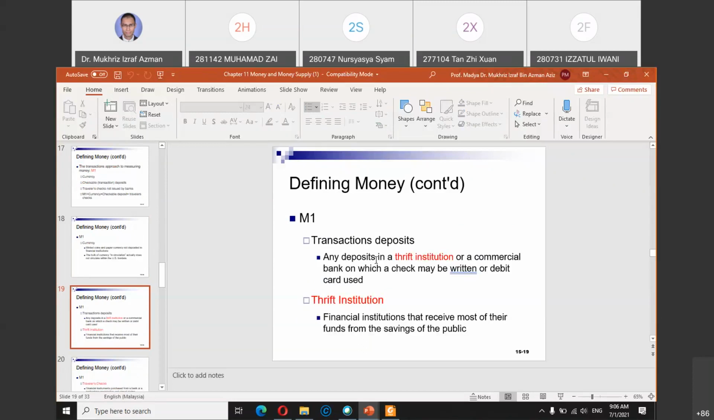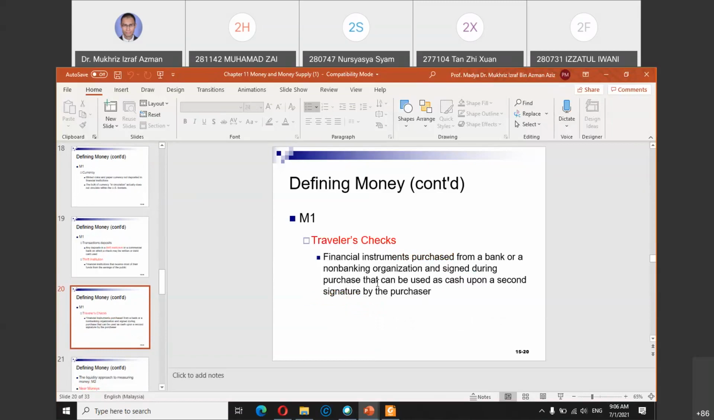And then you have what we call transaction deposits: any deposit in a thrift institution that receives most of its funds from savings. I think this is like banks, most of the banks in any country. These financial institutions are considered thrift institutions, such as Bank Simpanan Nasional, Bank Islam, RHB, Maybank.